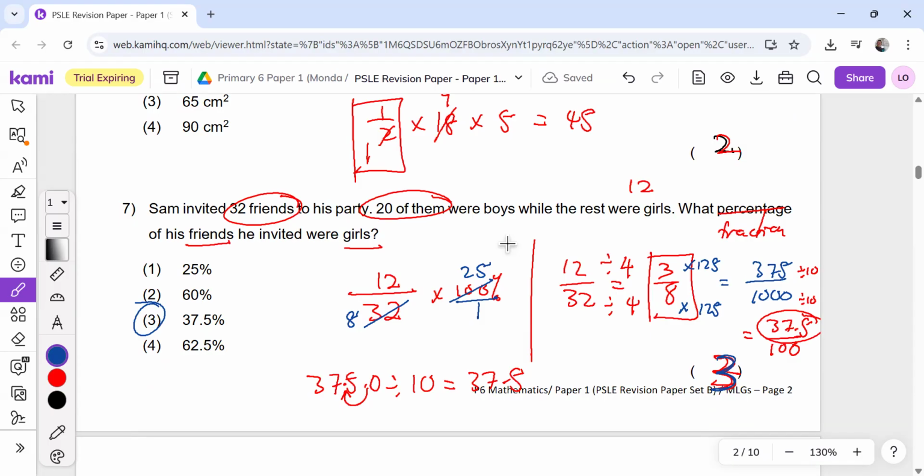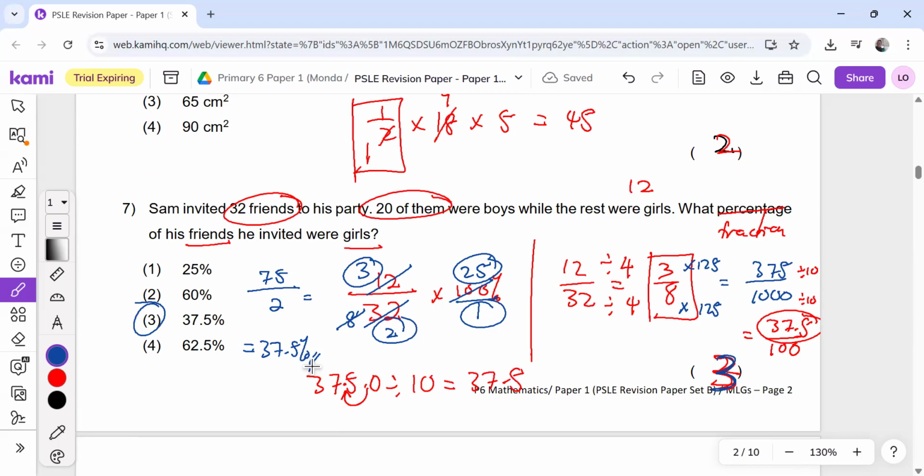Can you cancel some more? 8 divided by 4 again, you get 2. 12 divided by 4, you get 3. Cannot cancel already, what to do? Then you multiply. 3 times 25, you get how many? 3 times 25, you will get 75, right? 75. And then 2 times 1, you will get 2. And then go and do your dividing. So if you do your dividing, you will still get back the same answer.